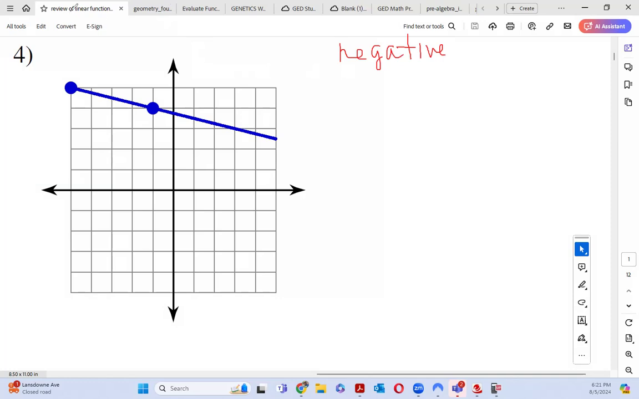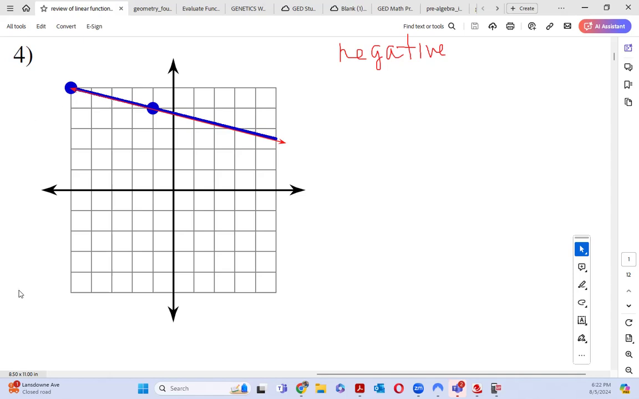Because it's going down. What direction is it going down? It's going down to the left. Right, to the left or to the right? To the left is going up. From the left to the right. From left to right, it is going down. That's how you determine whether your slope is positive or negative. From left to right, what direction is my line going?